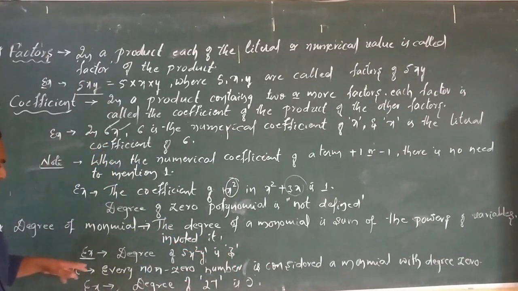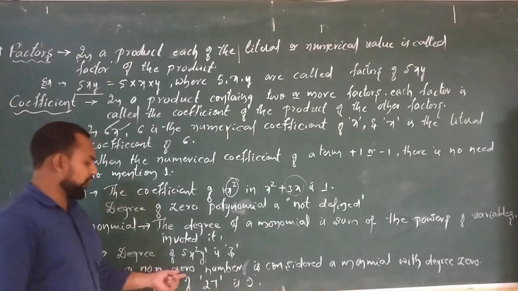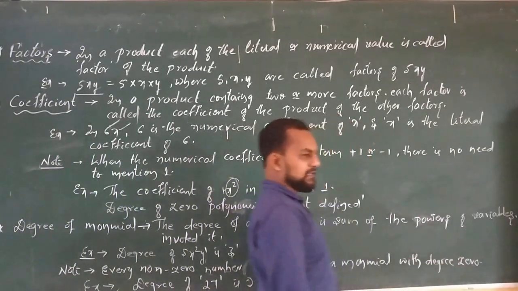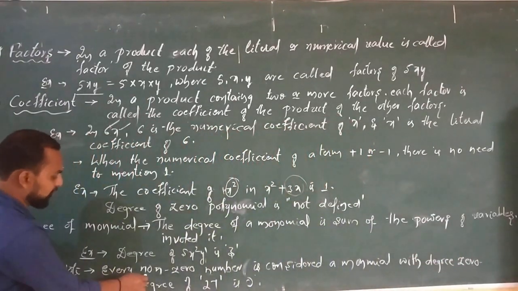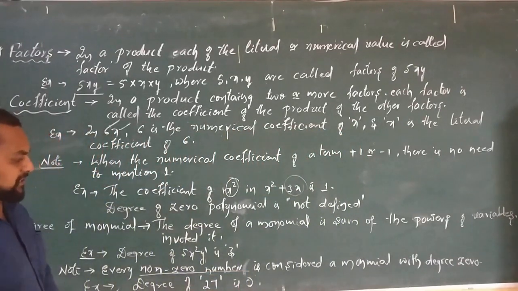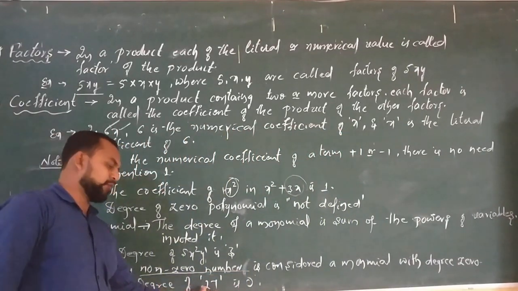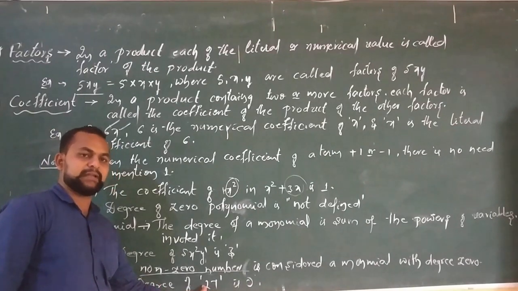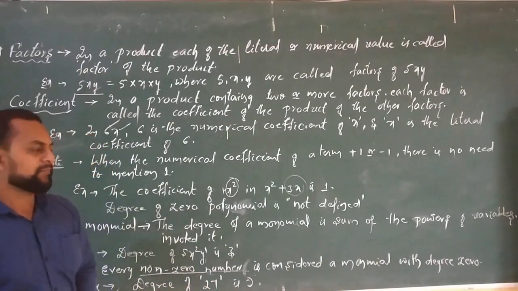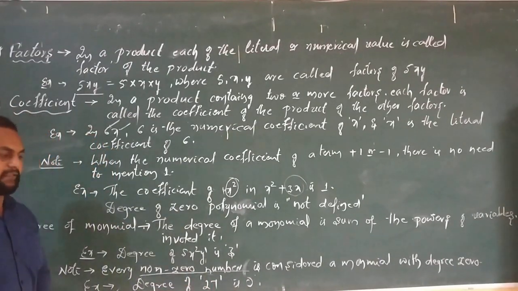The next one: every non-zero number is considered a monomial with the degree 0. Here the monomial 27 is a monomial, because a polynomial which contains only one term is a monomial. 27 is the numerical constant, and this is a term.